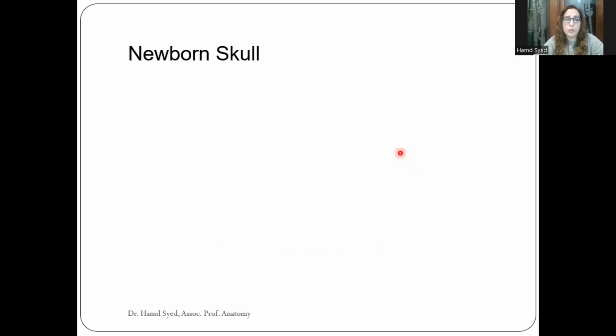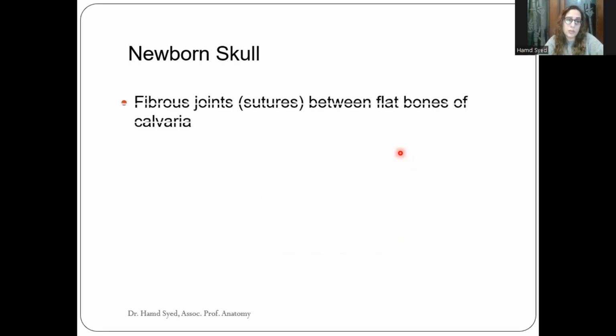Now we come to the newborn skull. What are some essential features related to the newborn skull when we are especially talking about the membranous neurocranium? Keep in mind that there are joints or sutures between the flat bones of the calvaria or skull cap. These sutures are filled with dense connective tissue, so they are fibrous joints, and this allows a certain degree of mobility of the flat bones.